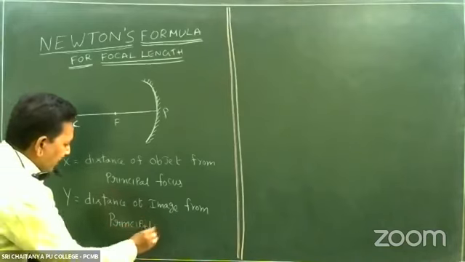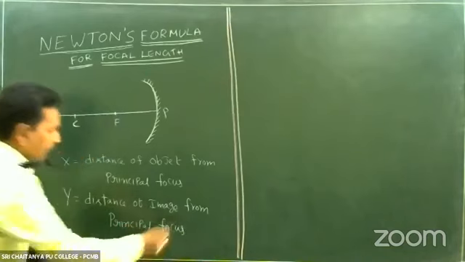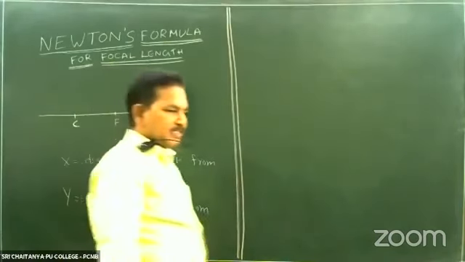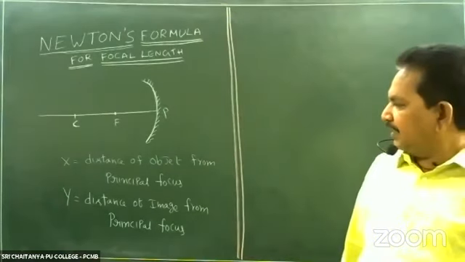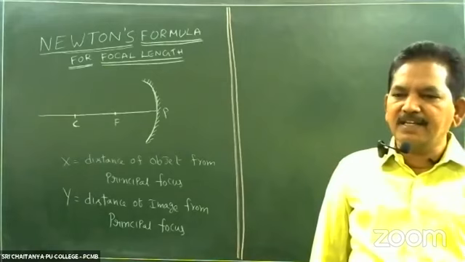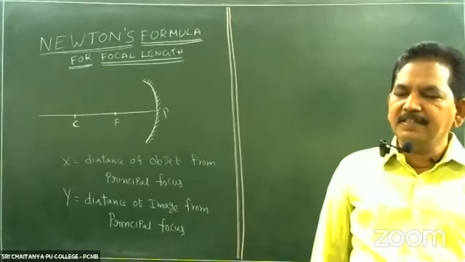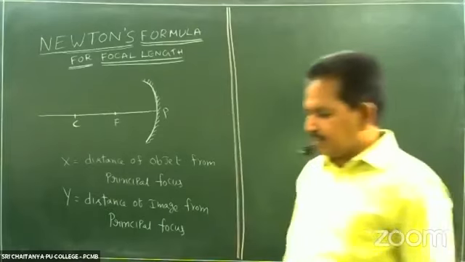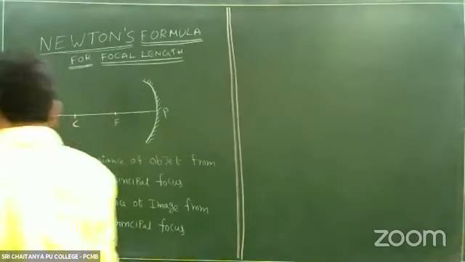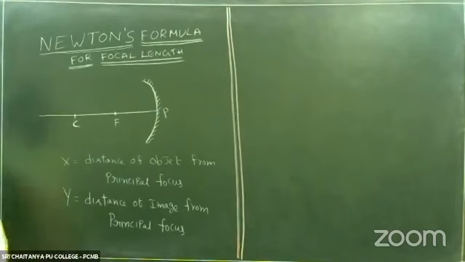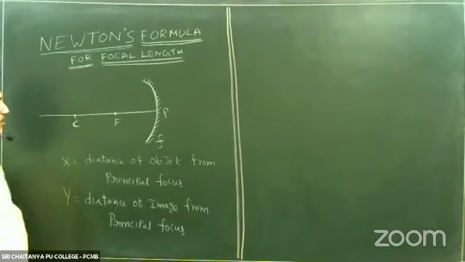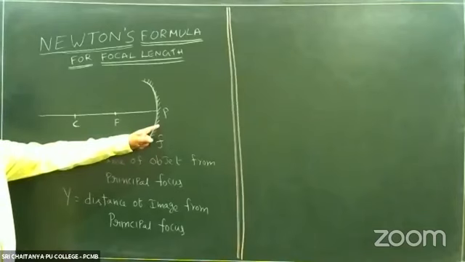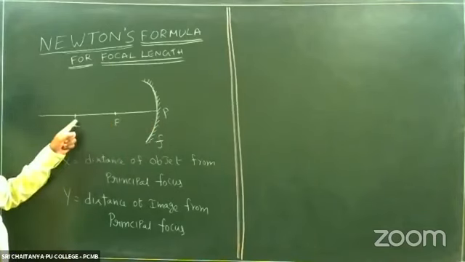Now we have to find the formula for the focal length of the mirror. Generally, the distances are measured from the pole of the mirror. Instead of measuring the distances of the object and the image from the pole of the mirror, in this concept, the distances are measured from the principal focus. So, ray diagram. This is the concave mirror of focal length f. What we have to find out? Pole of the mirror, principal focus, center of curvature.